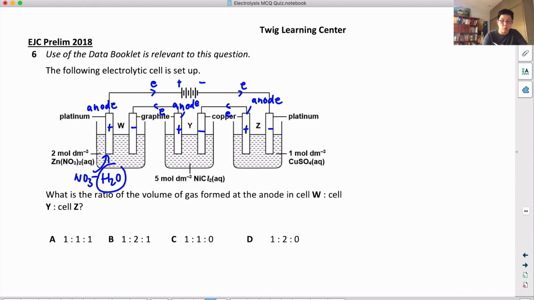In fact, water will be oxidized. Over here, you have Cl minus and water that will be attracted to the anode, and in this case, you can see it's a very high concentration of nickel chloride. I think once you hit more than one, like 2 and above, it's definitely high concentration. So this one, Cl minus, will be oxidized.